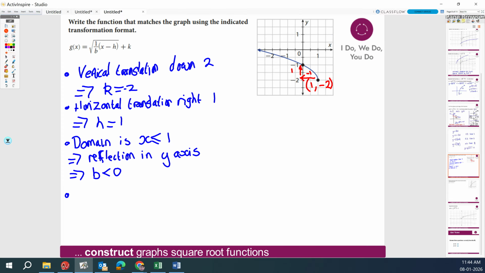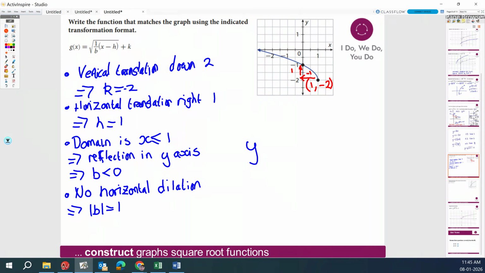And then we can see that we don't have any change to this -1 + 1 pattern, which means we don't have any horizontal or vertical dilation. Yeah, we can see on the outside we're not looking at a vertical, so no horizontal dilation, which implies that the absolute value of B is 1.